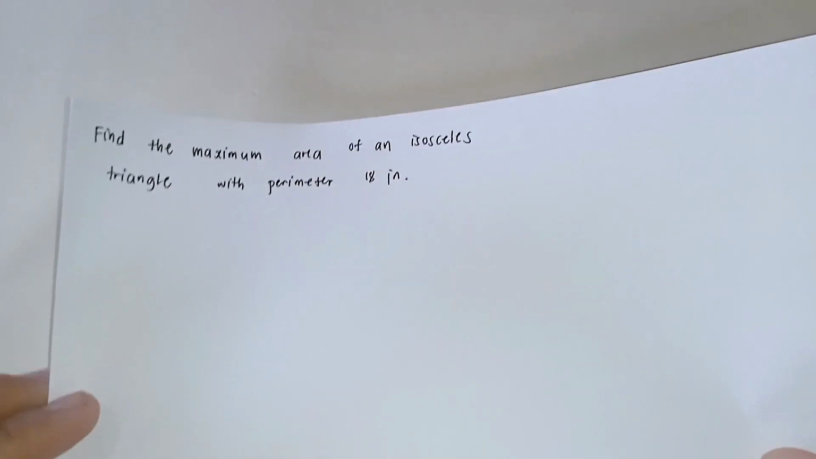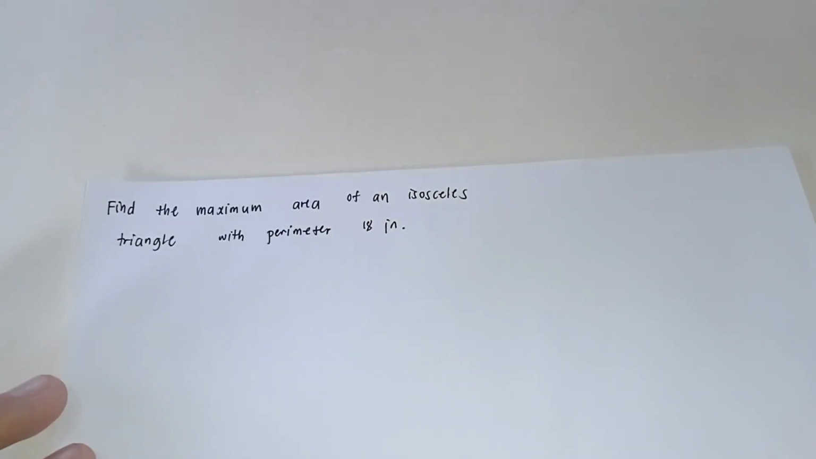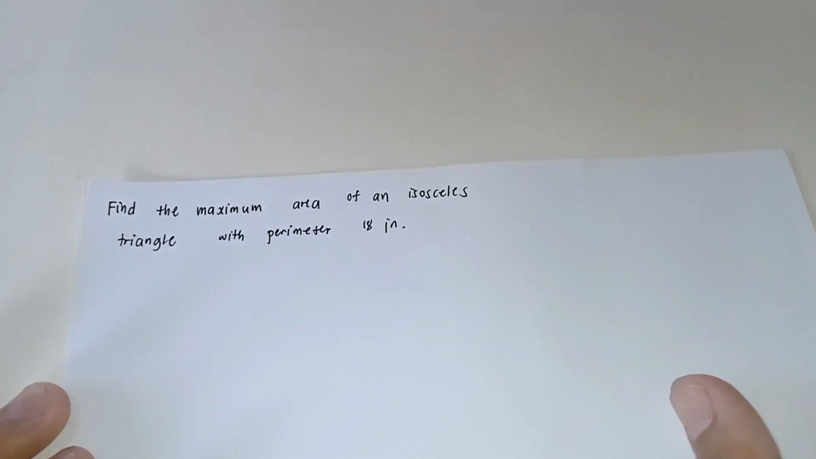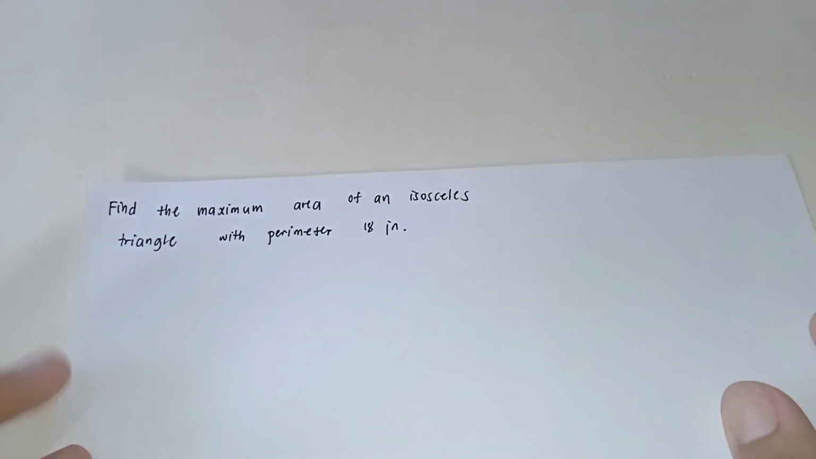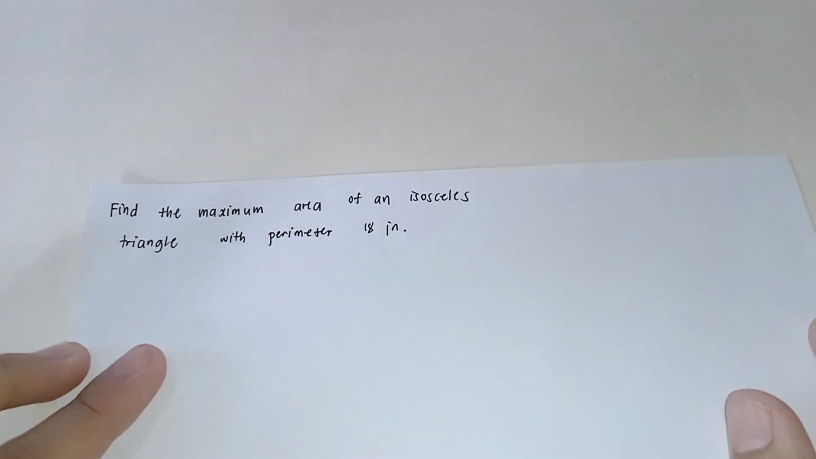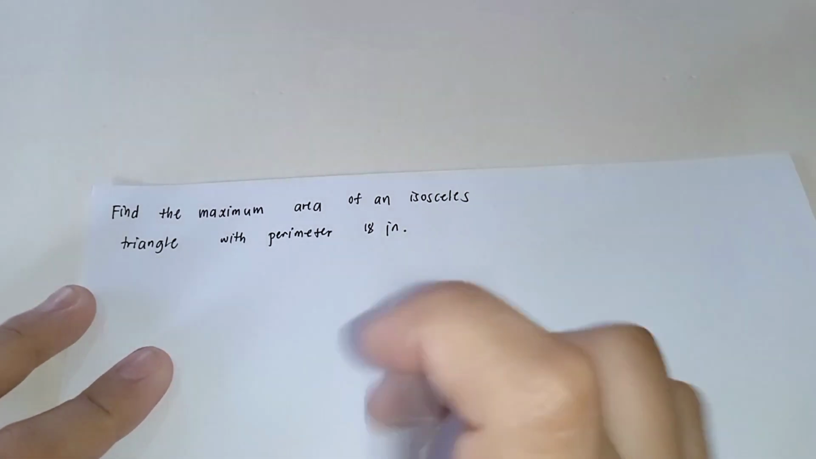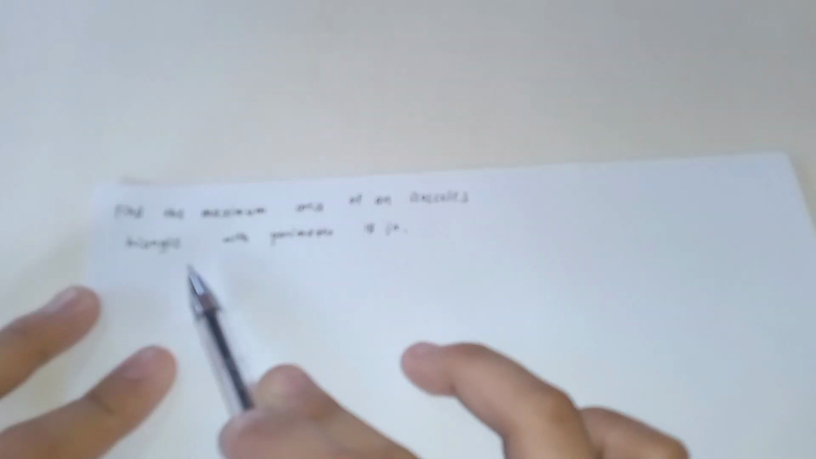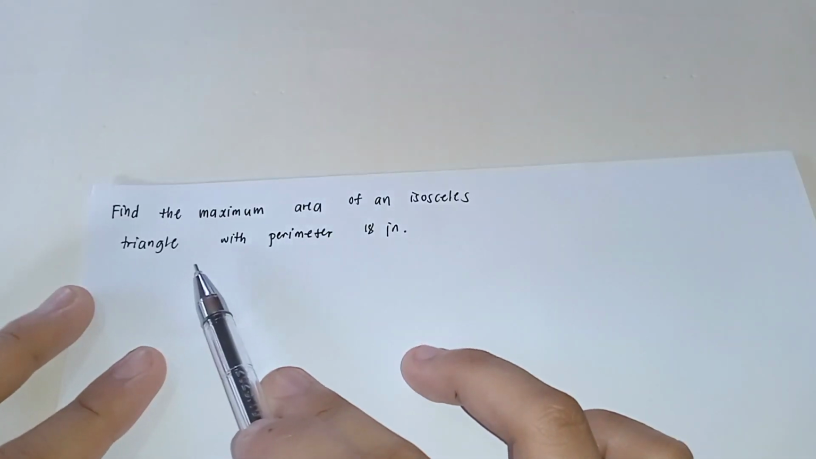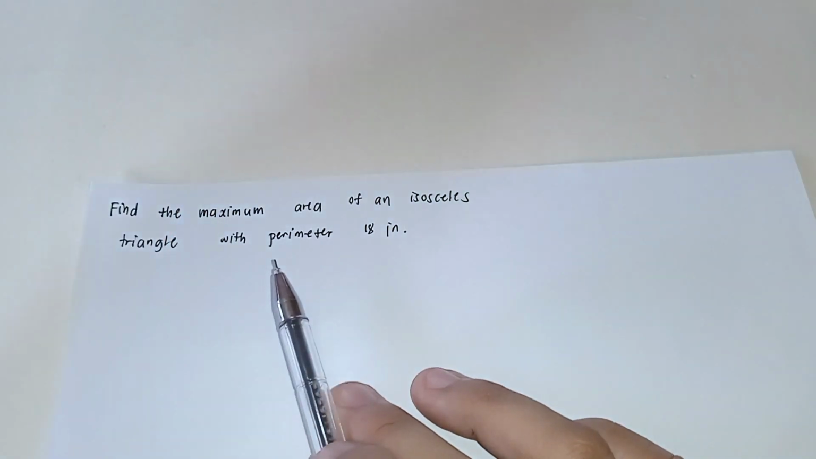This would be our example. Let's read it first. Find the maximum area of an isosceles triangle with perimeter 18 inches. I think you're already familiar with the isosceles triangle since it is already discussed in geometry. But for those who don't know, an isosceles triangle is a triangle with two congruent sides.